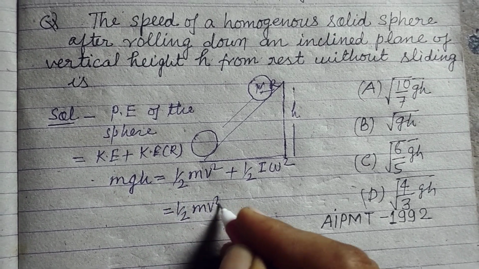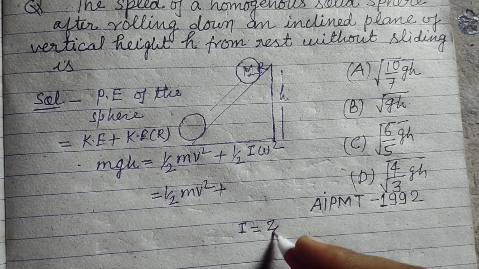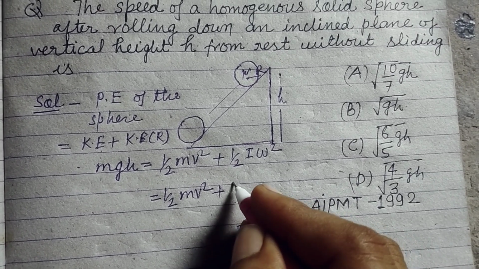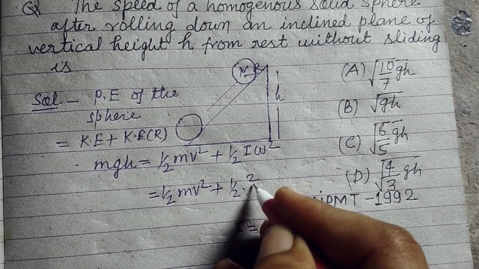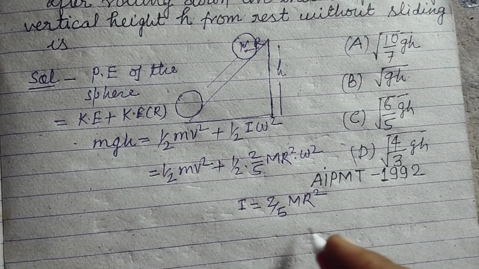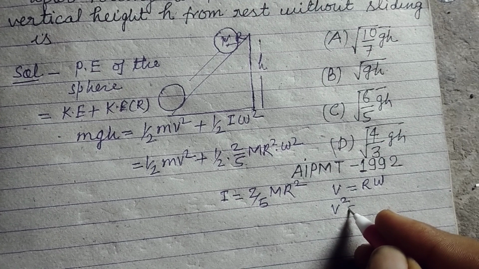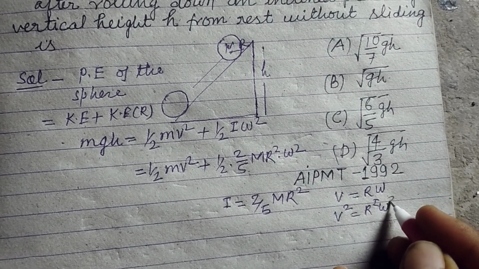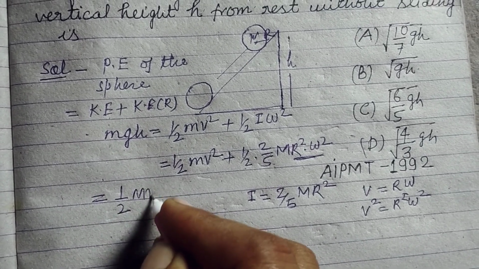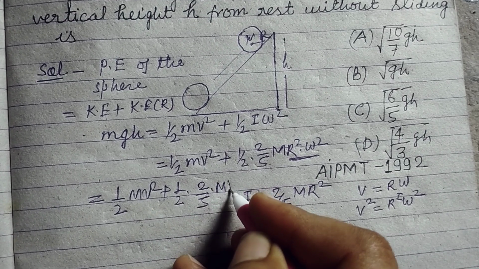Half mv square, and you know that the moment of inertia for a solid sphere is 2/5 mr square about its axis. So half of 2/5 mr square into omega square, and you also know that v equal to r omega. So v square equal to r square omega square. So we put here v square. So half mv square plus half into 2/5 mv square.